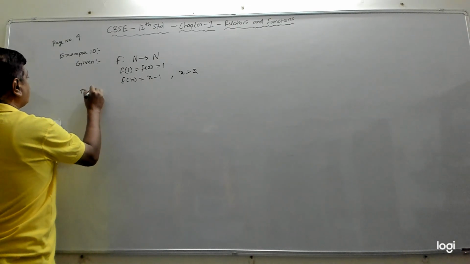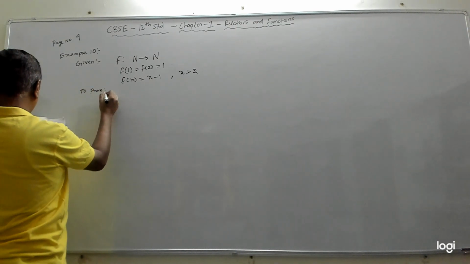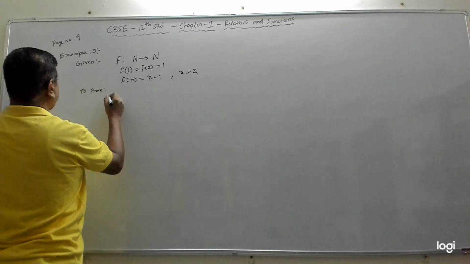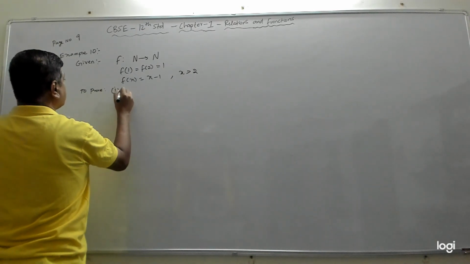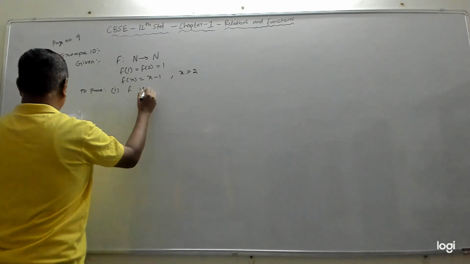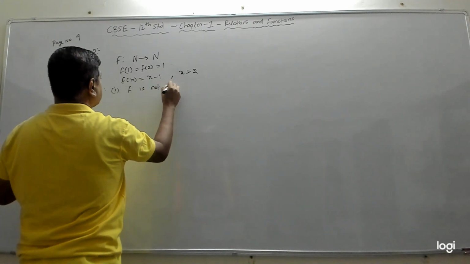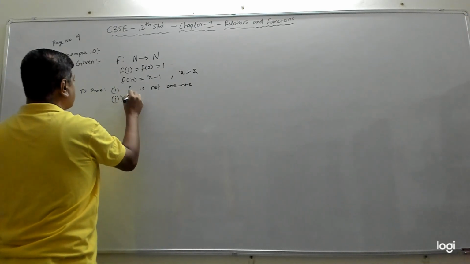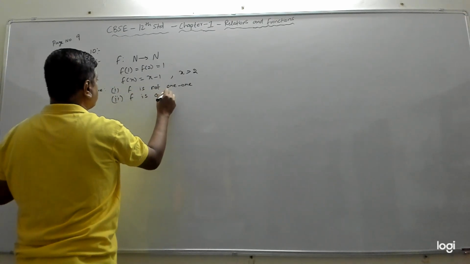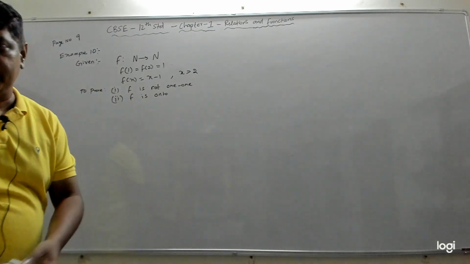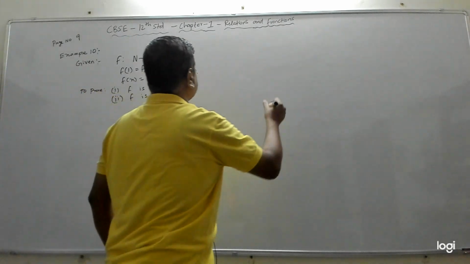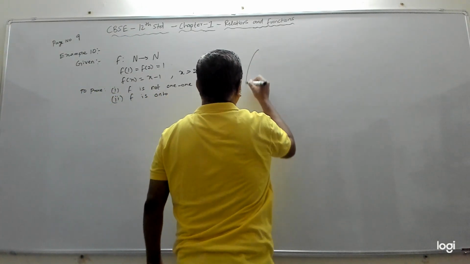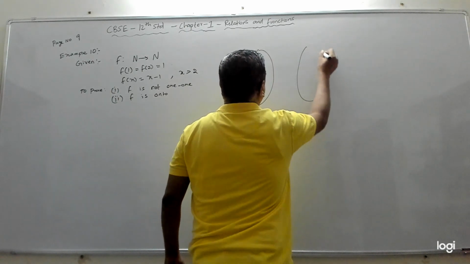So what we have to prove? We have to prove that it is onto but not one-to-one. First we should prove f is not one-to-one. And second, we have to prove f is onto. F is an onto function. Right? Now again, let's draw the arrow diagram. Let's represent the function using an arrow diagram.